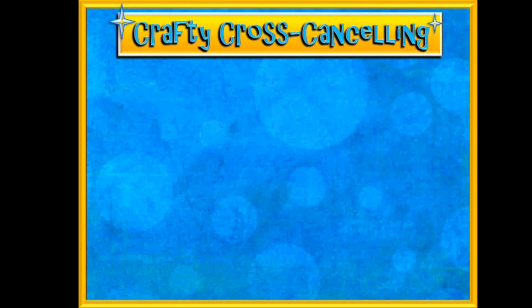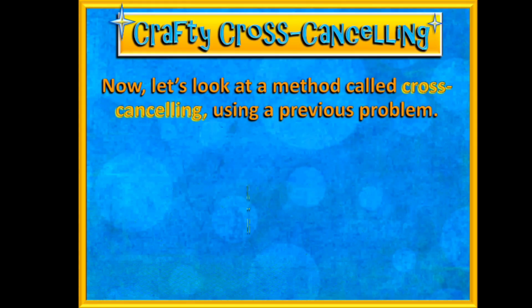Now, let's discuss this crafty cross-canceling. Okay, so let's look at a method called cross-canceling. So, we call this one cross-canceling. Okay, using the previous problem earlier. So, we have 3/8 times 2/3.